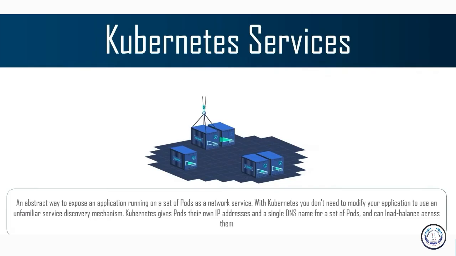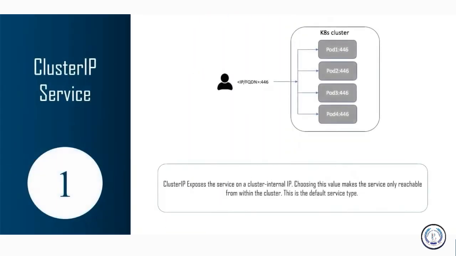Alright, so now that we know briefly what exactly services are, let us move ahead and see what the different types of services available are. Starting off with the cluster IP service. The cluster IP service is the default type of service, which is used to expose the service on an IP address internal to the cluster. This access is permitted only from within the cluster.